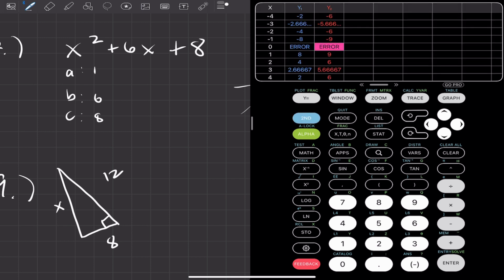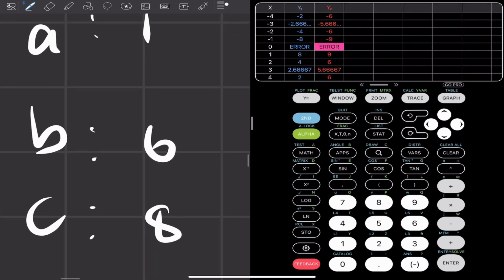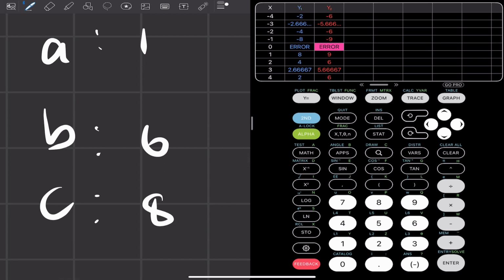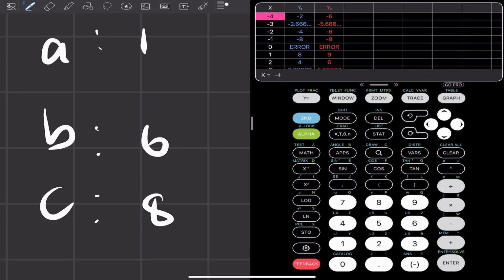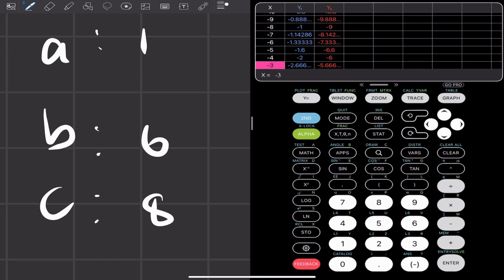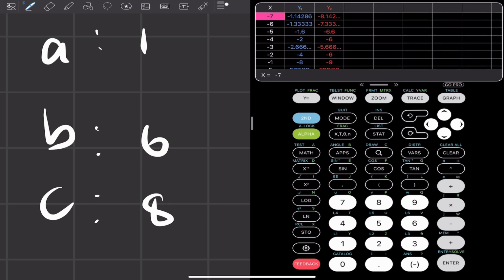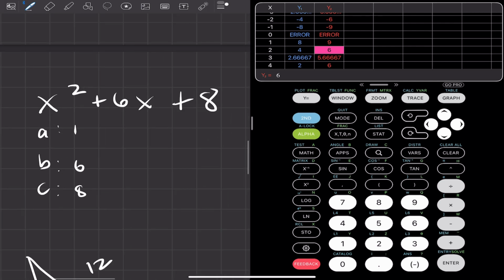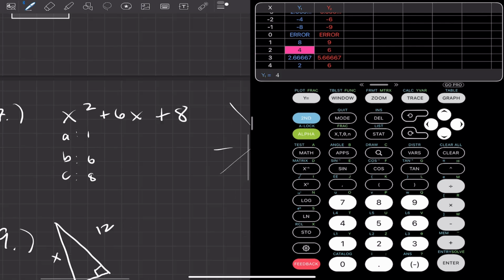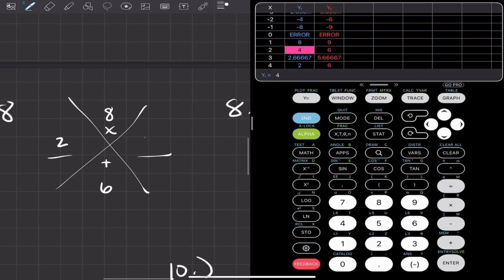Second graph, you should get a table. Look for your b value, which is 6. You're going to make sure that your arrows are on the x column, so you're able to scroll up and down, especially for a physical graphing calculator. And you're going to pay attention to the y2 column and look for your b value, which is 6. There it is. It's right there. So I can see that my 2 factors are 2 and 4. So I'm going to put 2 and 4 here.